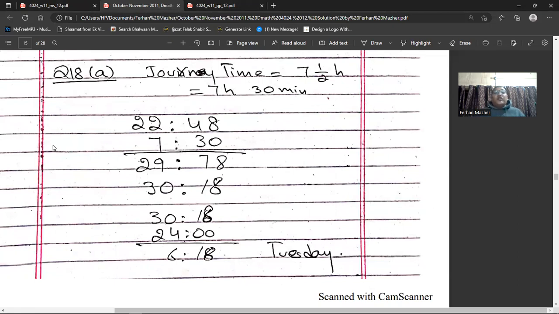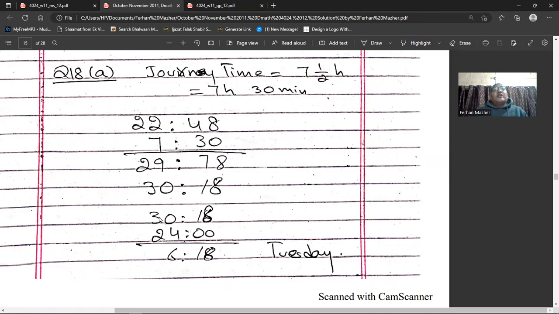So 22:48, in it, you will add 7:30. And so 48 plus 30 will be 78. And when you add 22 and 7, you get 29. So 78 minutes. Out of this, 60 minutes means 1 hour. So I will take 60 minutes and add 1 hour to the hours. So you got 30 hours and 18 minutes.